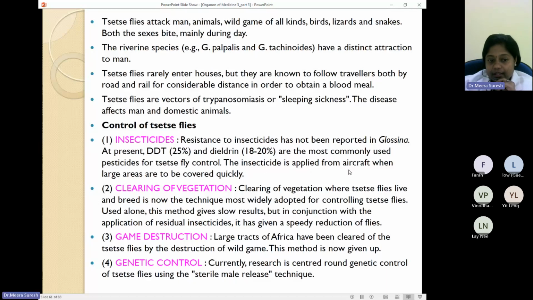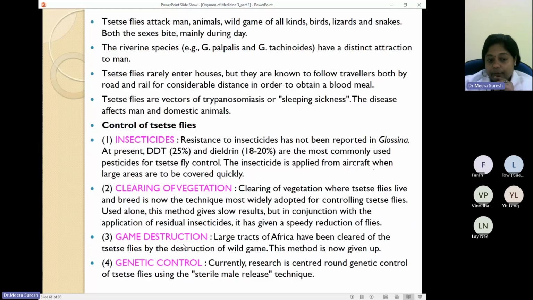Insecticide is applied from aircraft when large areas are to be covered quickly, because I told you they are not flying by themselves, but by road or rail they are following travelers, which means if we are to cover a large area, then better go for space spraying. Then clearing of vegetation where the CC flies are living can control it. But usually this is going to give a good result only when we use the insecticides also.